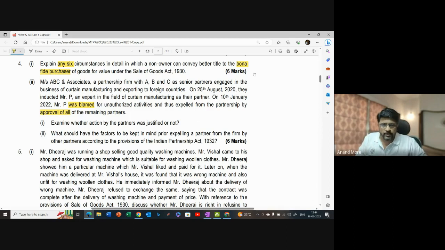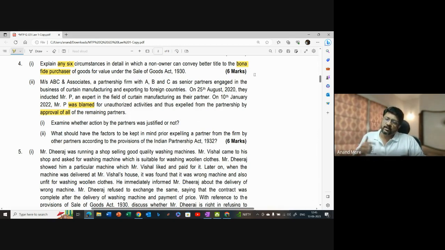This is called expulsion of a partner. Expulsion of a partner can take place when certain things are properly communicated. Number 1, that the expelled partner is communicated or given a notice of the reasons for his expulsion. And then the expulsion is a decision taken by a majority of the partners. In this case, it is taken by all the partners, so that means it is automatically a majority of the partners.